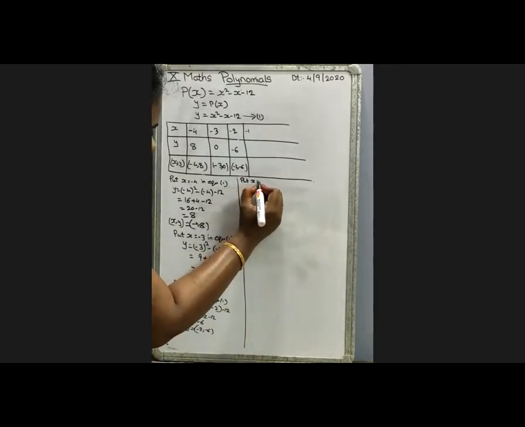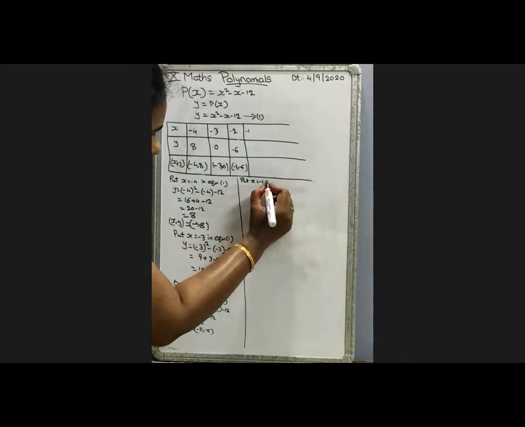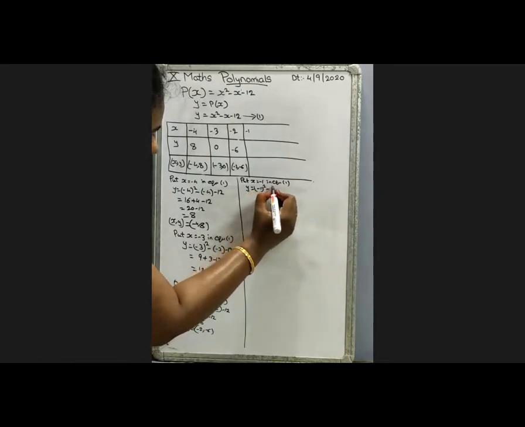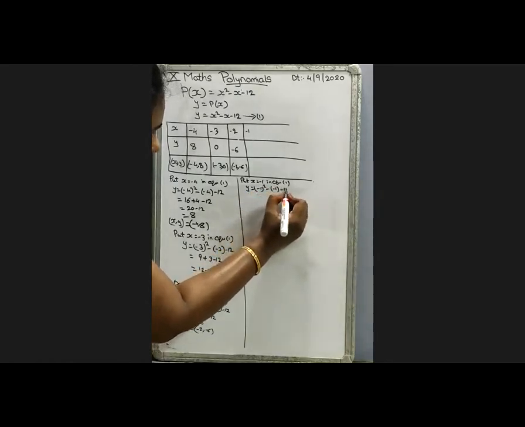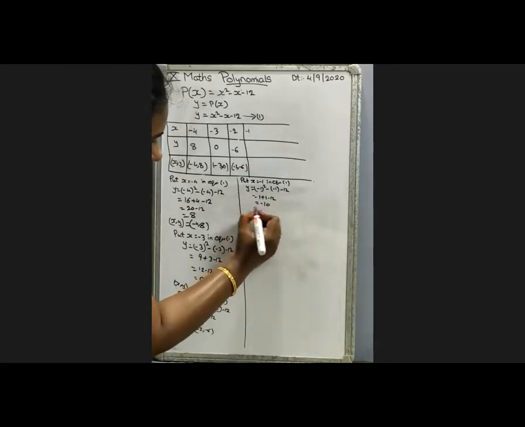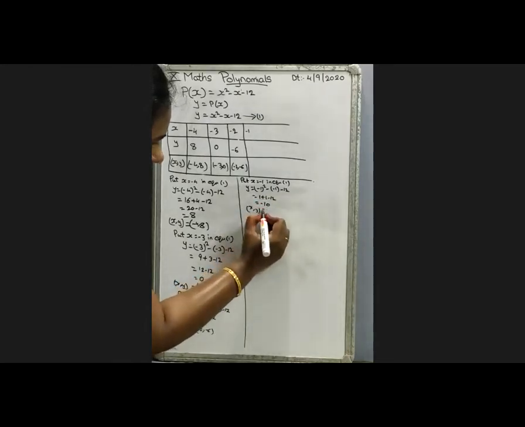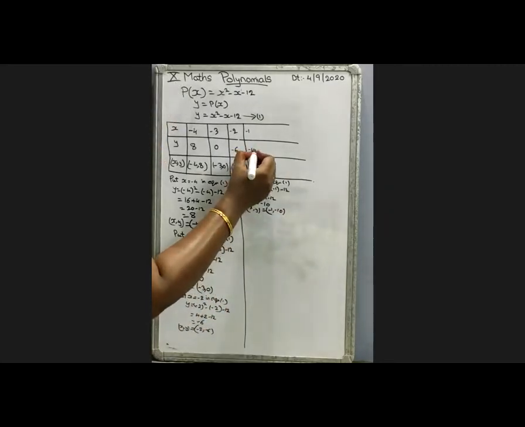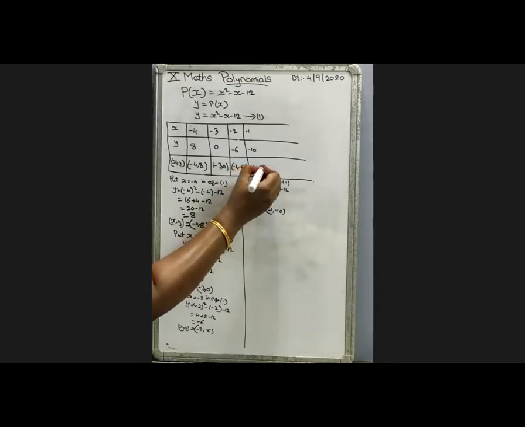Put x equal to -1 in equation 1. So what will come? y equal to (-1) whole square minus of -1 minus 12. 1 plus 1 minus 12. This is -10. x comma y equal to -1 comma -10.